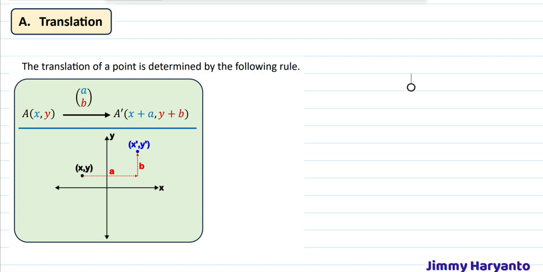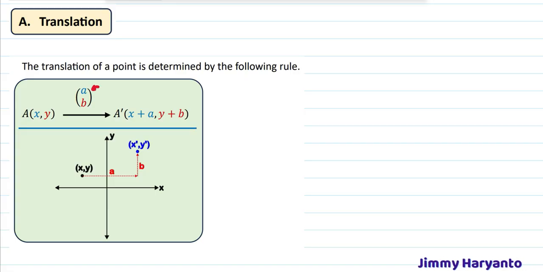So the first formula is translation. The translation of a point is determined by the following rules. I want you to focus on the notation, and I will explain how it works. This is the original point A with the coordinates x and y, and this notation shows us the transformation. In this case it's a translation.